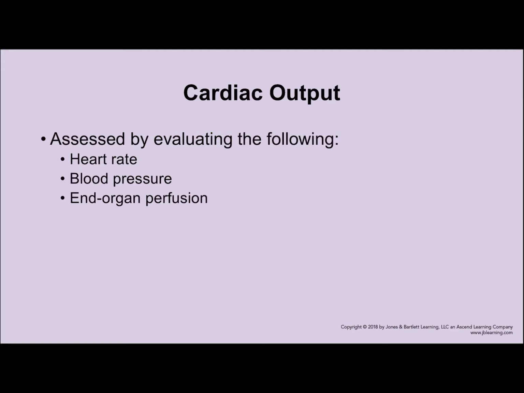So we already spoke about the definition and the equation for cardiac output. It is assessed by the following. Cardiac output, as we said, is determined partially by heart rate. It determines your blood pressure to some degree in conjunction with your vascular resistance. And then another way to assess what your cardiac output is doing and what it looks like is looking at your end organ perfusion. And we'll get into that in our assessments.